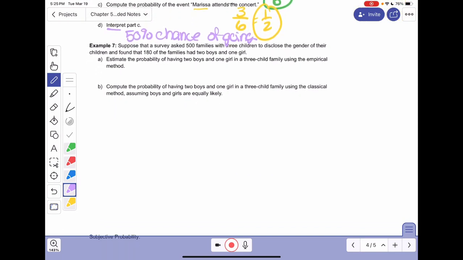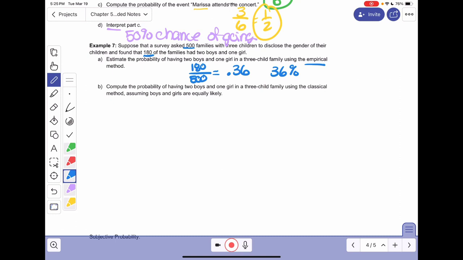All right, now let's compare these two. Suppose a survey asked 500 families with 3 children to disclose the gender of their children and found that 180 of the families have 2 boys and 1 girl. Estimate the probability using the empirical method. So that's using the data they got. So 180 happened out of the 500 they asked. And if I do 180 divided by 500, I get 0.36 or 36%.